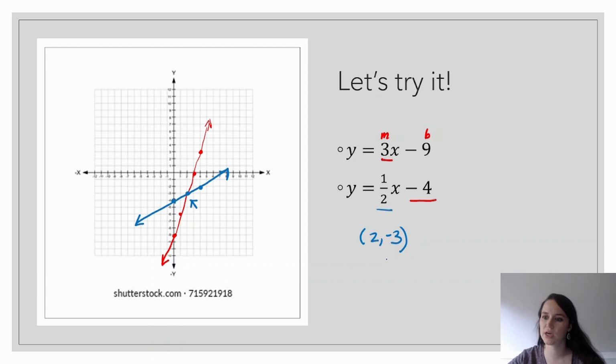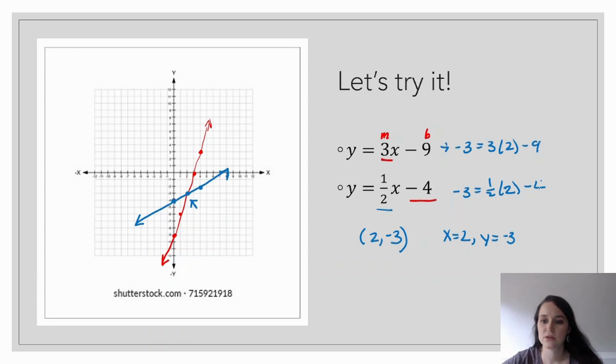If you wanted to check it, you can plug it in, because you know that means x equals 2, and y equals -3. So start with the y: -3 equals 3 times 2 minus 9. Well, you're going to get -3. That works. Same thing here: -3 equals 1/2 times 2 minus 4, and you'd still get -3. You're welcome to work those out in your own time. But that's how we do it. You just graph your two lines, and where they intersect is your answer.